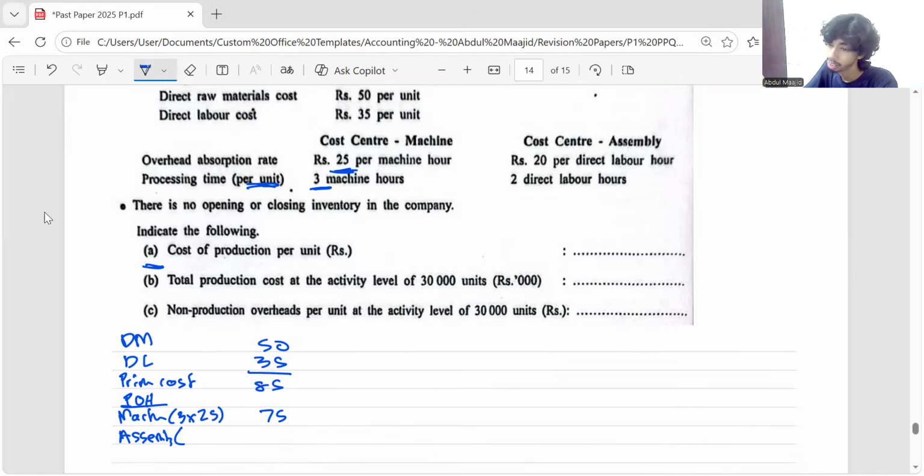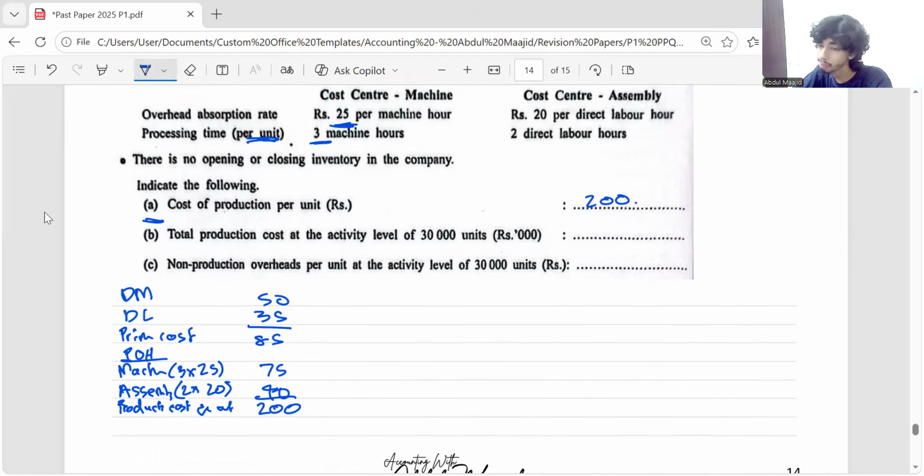The assembly department is spending 2 hours. The OAR is 20. Then the overhead absorbed per unit will be 40. And how much is the production cost per unit? Production cost per unit will be 200. Okay.